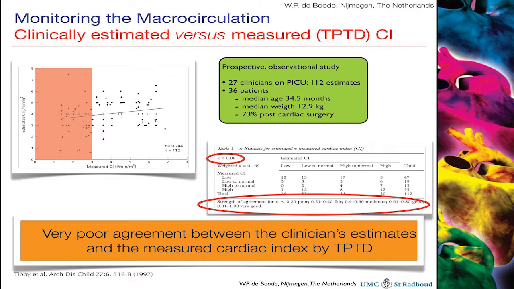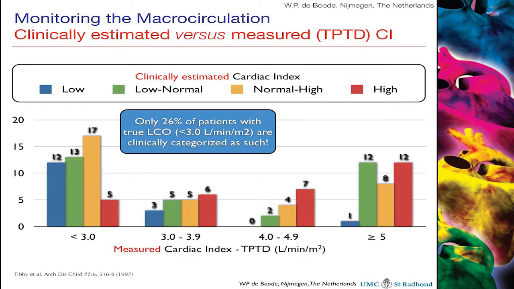They were asked to give an exact number of the estimated cardiac output, and as you can see, it was not that good. But they were also asked to categorize it: do you think cardiac output is low, low to normal, high to normal, or high? And even that, with a kappa of 0.09, shows a very poor agreement between the clinician's estimate and the measured cardiac index. And in the patients definitely in shock, with a cardiac index lower than 3.0 liter per minute per square meter, only a quarter of the patients in deep shock were recognized clinically, so 75% were missed.